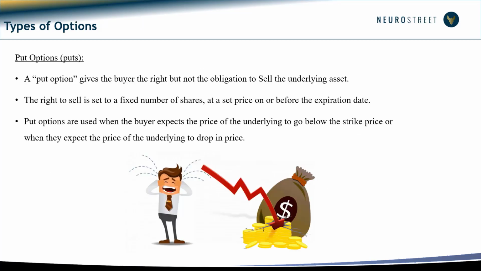Okay, so let's talk about put options now, the alternative to a call option. It's the opposite side. A put option gives the buyer the right but not the obligation to sell the underlying asset, so to short. So let's give an example. Stock's going up, consolidates, you're in a range, and you think the stock's going to drop. You're at a resistance level.